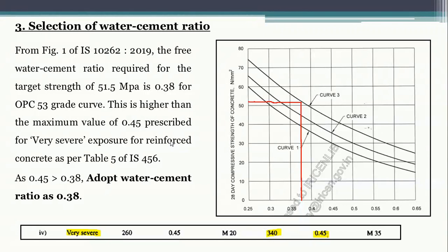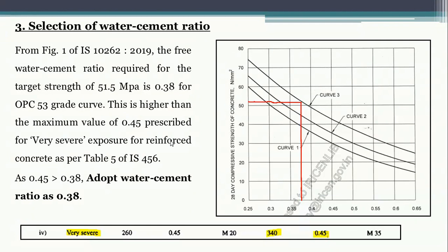From the y-axis, that is the compressive strength of concrete, the target strength is 51.5. From 51.5 you should draw a line so that it touches curve 3, and then you have to drop a vertical line so that it touches the x-axis, that is the water cement ratio. I have highlighted it in red color. So from 51.5 touching curve 3, and from curve 3 dropping a vertical line to the water cement ratio axis, the water cement ratio from this figure 1 is 0.38. I have approximated it to 0.38.